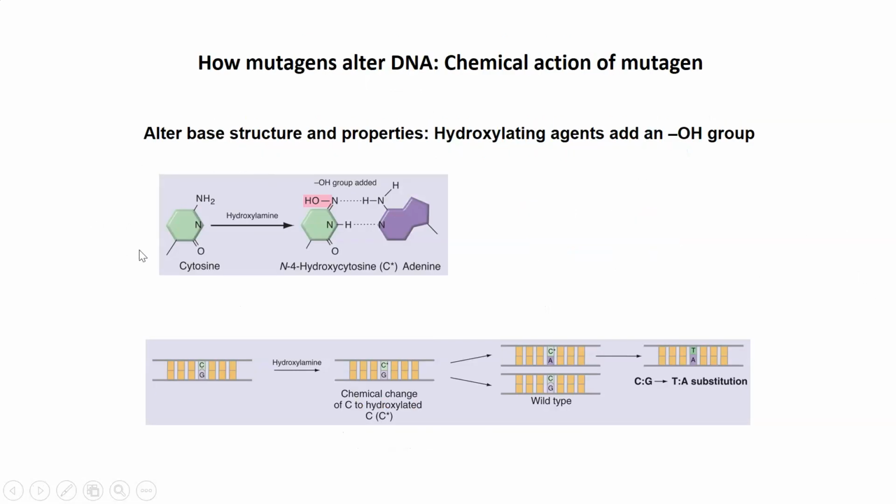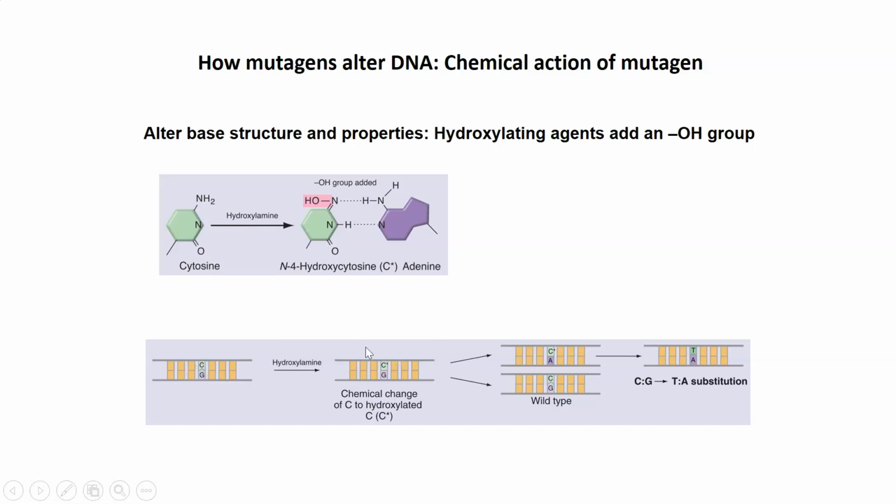There are also chemical mutagens that cause chemical changes to bases. So an example of that is the mutagen called hydroxylamine. If you expose DNA to hydroxylamine, it will hydroxylate the amino group of cytosine. Hydroxylated cytosine produces this N4-hydroxylcytosine. And this rearranges the electron pattern such that hydroxylcytosine forms 2 hydrogen bonds with adenine instead of the 3 that it would normally form with guanine.